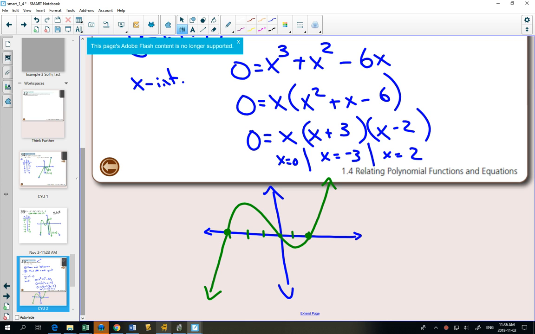Again, we don't need to say exactly where the maximum or minimum are. If you wanted to be more accurate, you could do a table of values and plug in some values. But this will be accepted.